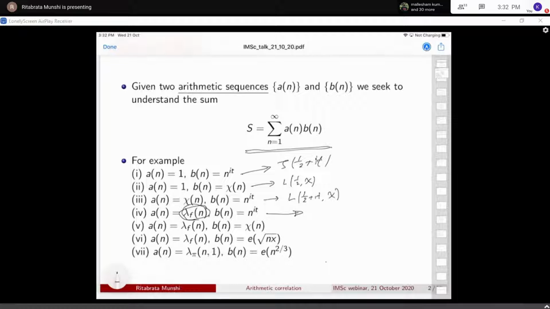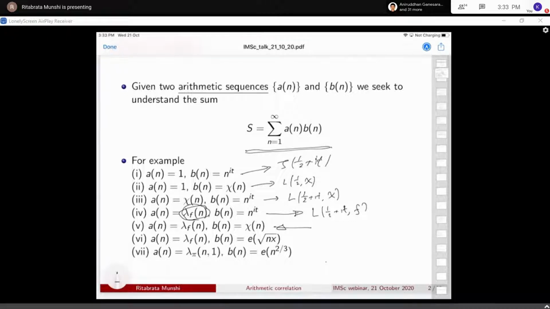Here this type of sum appears with a_n equal to that and b_n equal to n to the power it, if you are interested in the t aspect of convexity, for example, for L of half plus it of the modular form or the Maass form. So you want f to be fixed and t goes to infinity. Or you can also take b_n to be 1 and a_n to be lambda_f(n), and say you have some level or weight for f, and you want to understand the size of the L-function. Such sums appear. And the next one is when you are looking at the twists of a GL2 form.